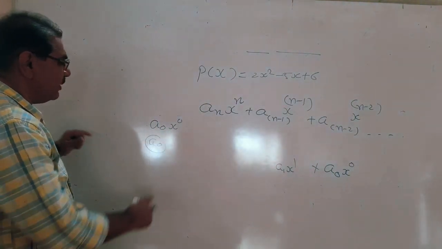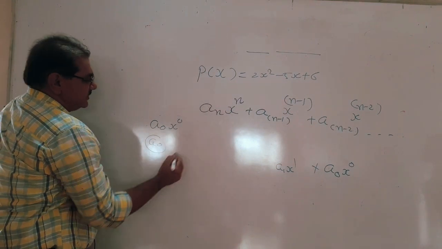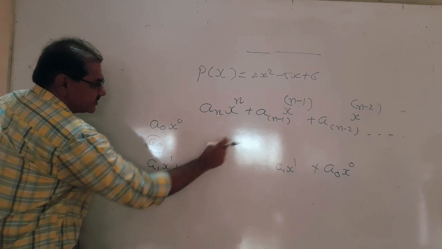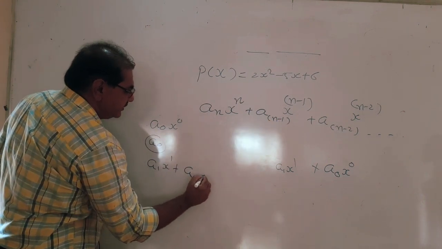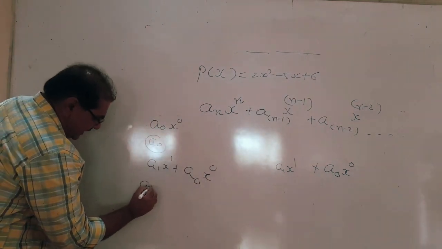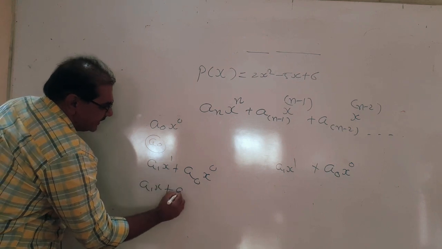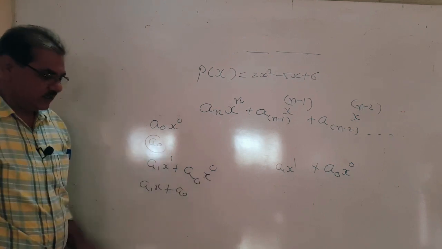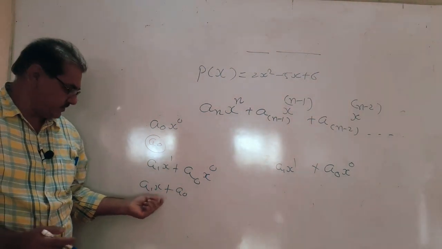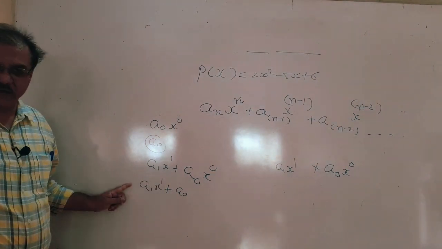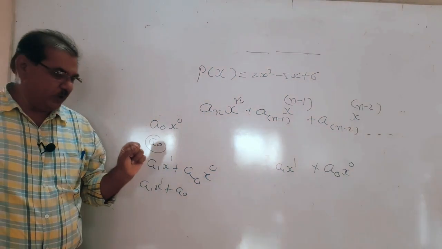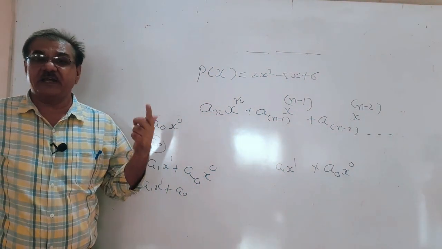Okay? Now I take n is equal to 1. So it will be a1 x raised to 1 plus a raised to 1 minus 1, 0, x raised to 1 minus 1, 0. So ultimately it is a1x plus a0 because x raised to 0 is 1. So here we have created a binomial having two terms and the degree of the polynomial is 1. In the same way, if I take n is equal to 2, I get a degree 2 polynomial. If I take n is equal to 3, I get a degree 3 polynomial.